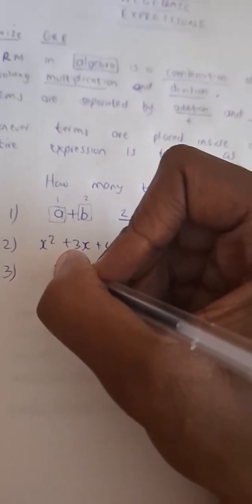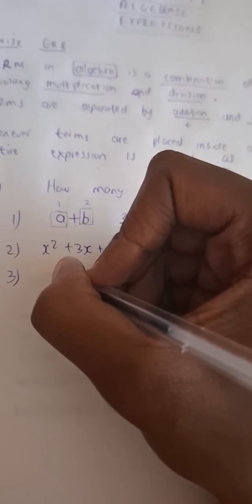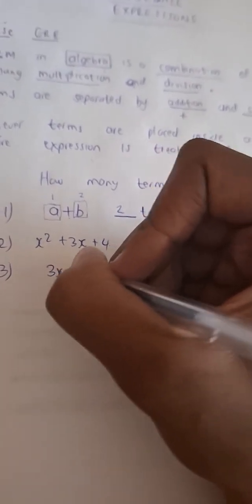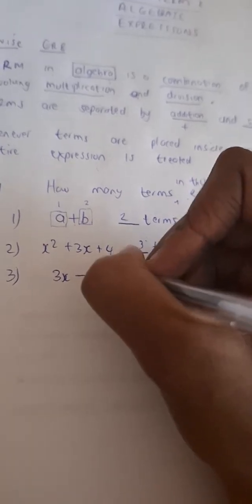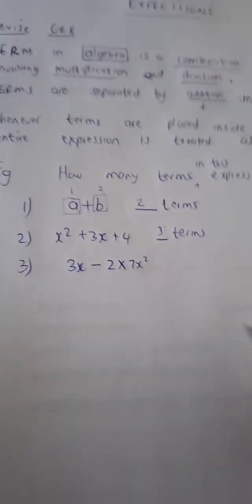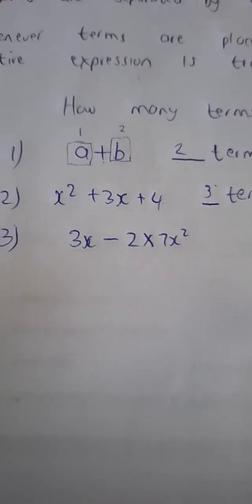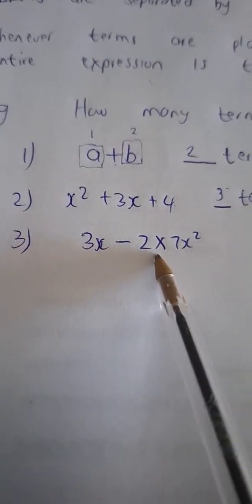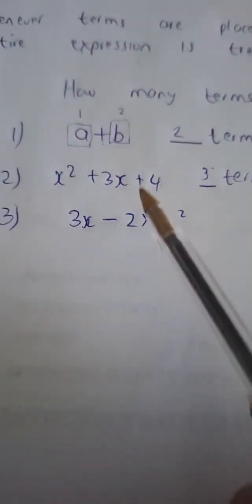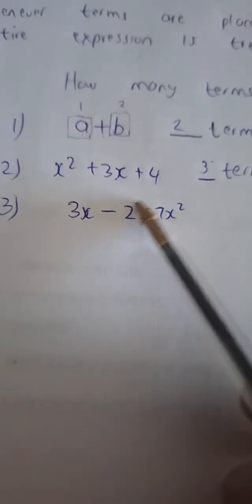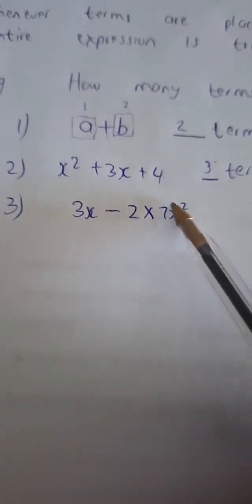Let's move. I think we are going somewhere very fast. 3x minus 2 times 7x squared. How many terms in this expression? Number 3, how many terms are in this expression? 3x minus 2 times, this is a multiplication sign, 7x squared. How many terms are in this expression?